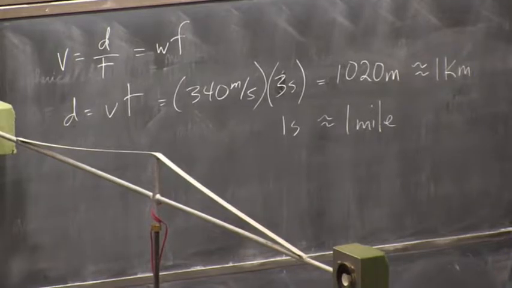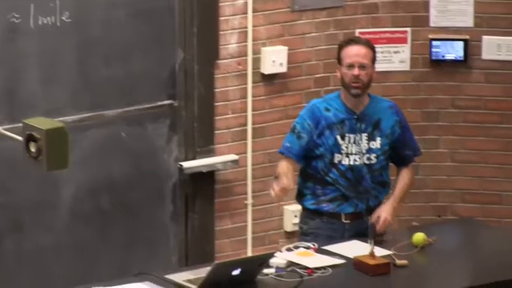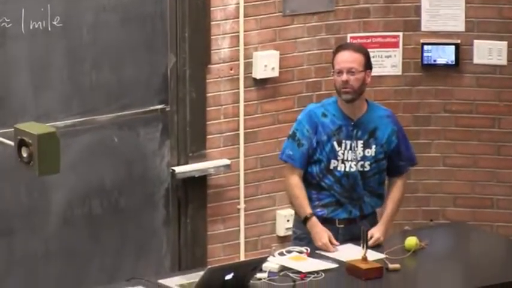So sure, you see the flash, 1, 1,000, 2, 1,000, 3, 1,000, 4, 1,000, 5, 1,000. You hear it. You know it's about 5 miles away. When do you start worrying? When do you guys personally worry?